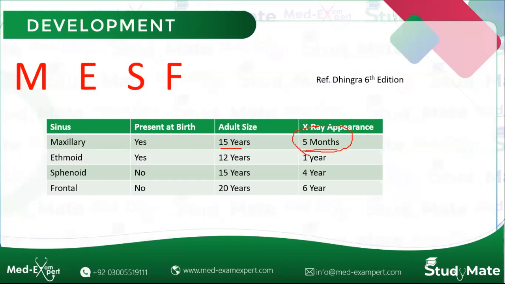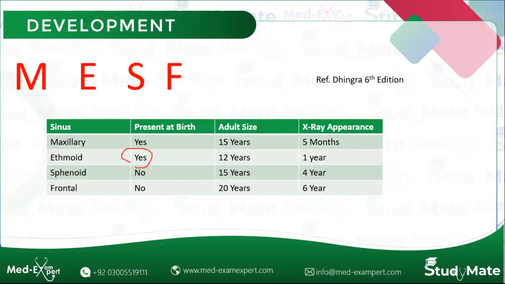एक F था, it is the first to develop and it reaches adult size by the age of 15 years. It has a volume of 15 milliliter and it appears on the X-ray by the age of 5 months. The next to develop is the ethmoid sinus.